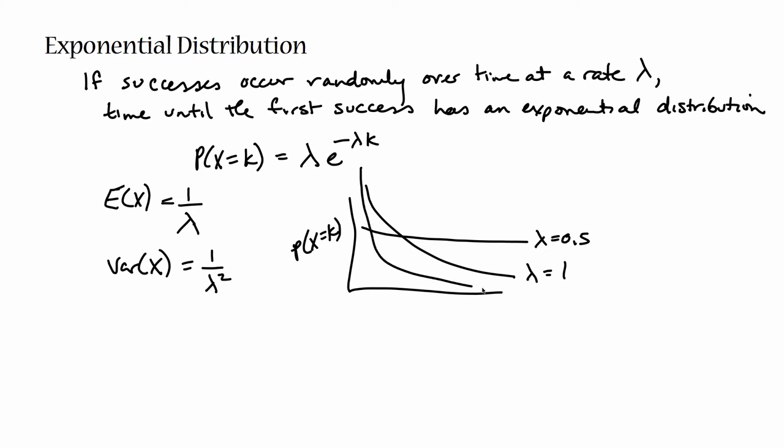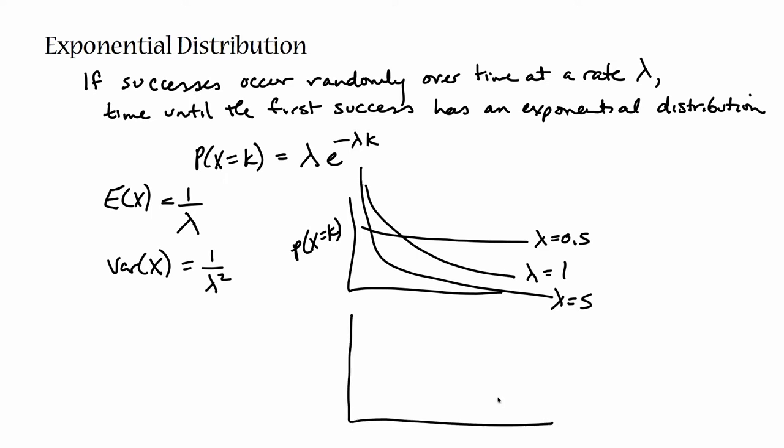Similarly, if lambda is quite big, lambda is equal to 5 there, then it starts to turn into an L-shaped curve, because if the probability of it happening over any time period is quite high, then it's going to happen early on, most of the time.